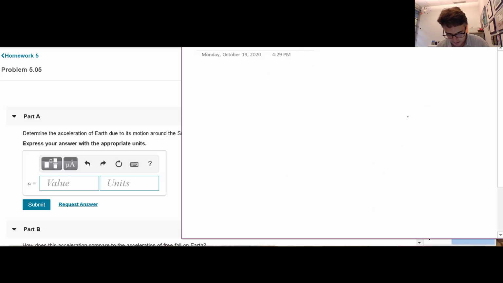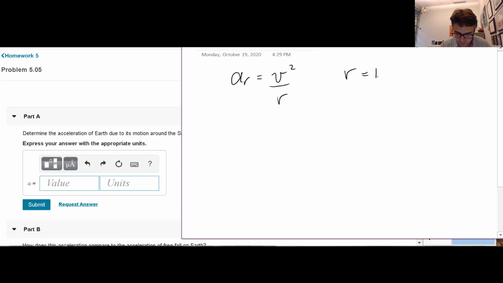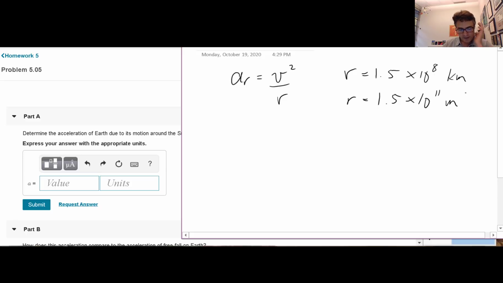So let's make a blank page here. The acceleration of the Earth is going to be v squared divided by r. The orbit is circular, the radius r equals 1.5 times 10 to the 8 kilometers. Converting that to meters, we should always do that, is 1.5 times 10 to the 8 plus 3, is 11 meters. Okay, what is the speed of the Earth? That's kind of the question, right?